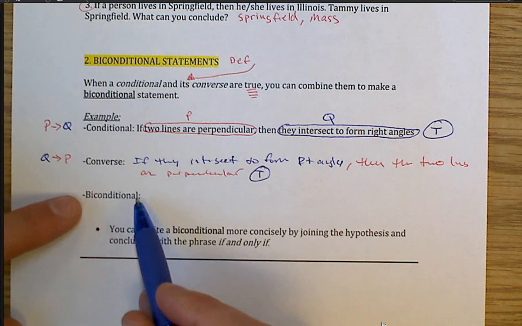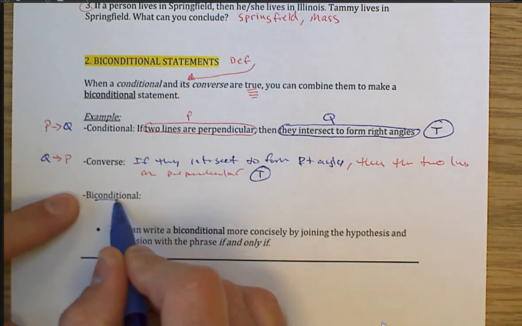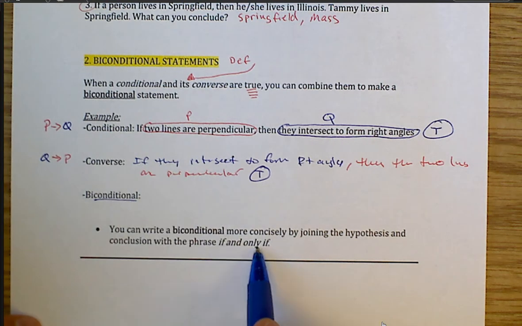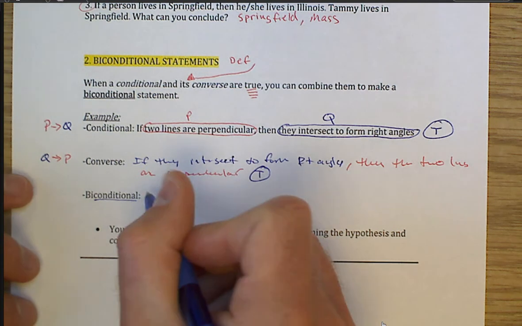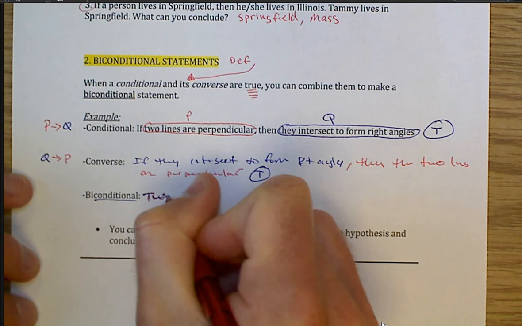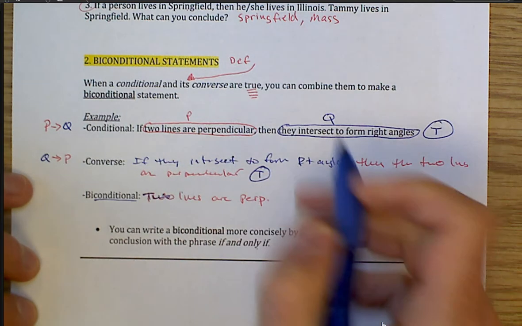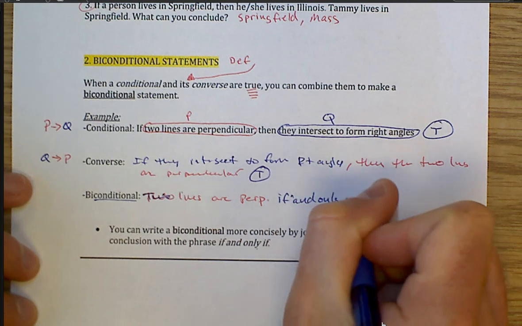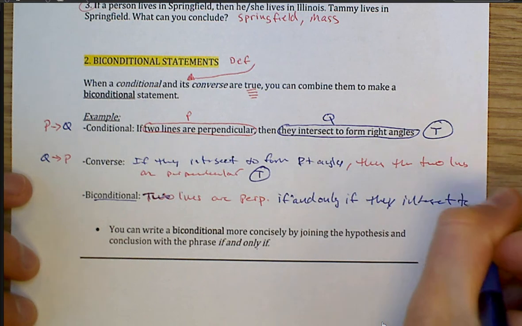Now, a biconditional, here's the nice thing about it. It's basically the conditional statement above, which is this one, with just this phrase, if and only if, in between. So here's what it would look like. I'll write it and then I'll talk about it. I should be using red. Two lines are perpendicular if and only if they intersect to form right angles.